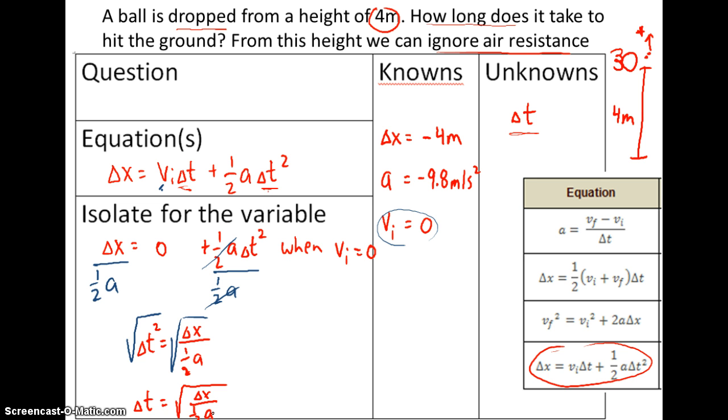Alright, all that's left is to sub in your values. Square root of negative 4 all over 1/2 times negative 9.8. Put that in your calculator, you get 0.9 seconds.